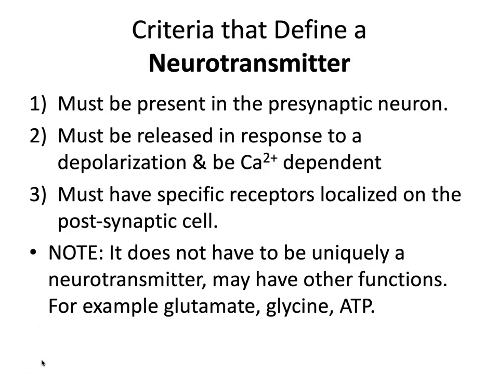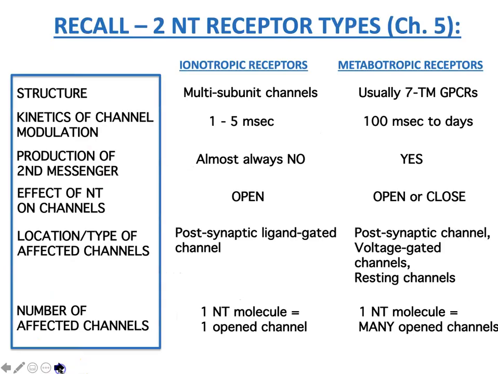And so you'll find these neurotransmitters have multiple jobs in the cell. They don't have to just be a neurotransmitter. We have some neurotransmitters that function as other things for the cell, for example glutamate, glycine, and ATP. They can all function as neurotransmitters, but glutamate and glycine are both amino acids, and adenosine triphosphate, I think you know quite well, has other roles in the cell.